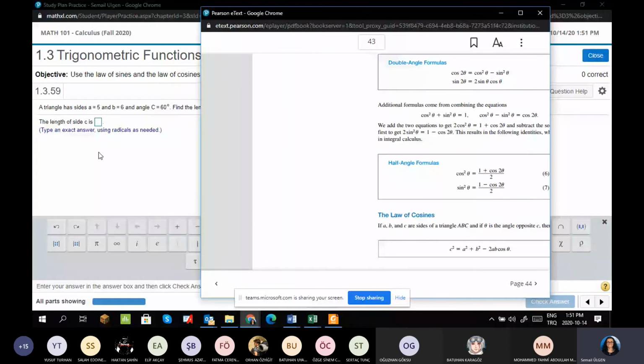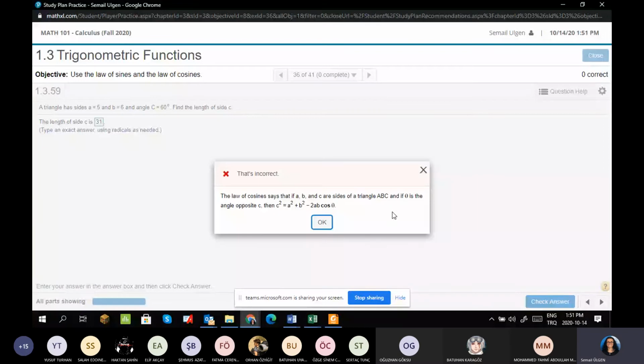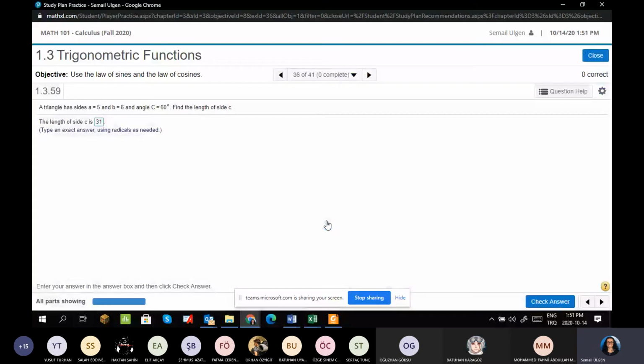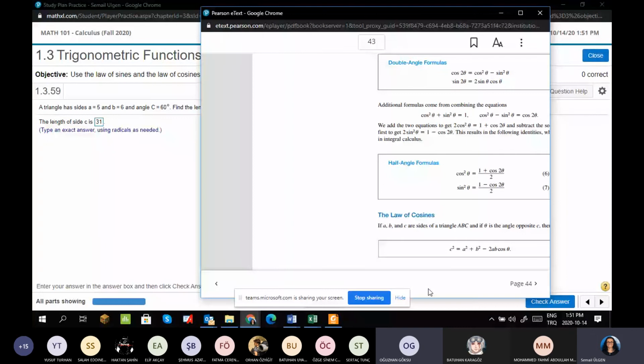Let's see whether we are right. Okay, let's check it out. It says maybe we made a mistake with the square root or something. The law of cosines says that if A and B are the sides, theta is the angle opposite of... yeah, that's right. Where did we go wrong? The computation, right? What is A squared? 25. B squared, 36. 25 plus 36, what is it? 61, right? Minus cosine theta, cosine 30 degrees, 1/2. The 2's are going to cancel. A times B is 30, 61 minus 30, and the square root of 31.